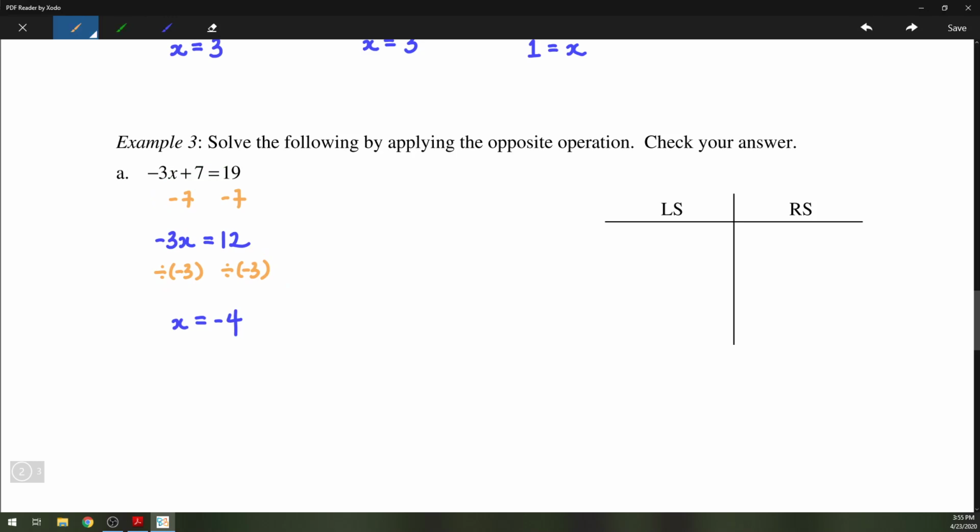So now that you have an answer, -4, we're going to substitute it back into the equation. So -3 times -4 plus 7. And we want it to be equal to 19, which is the right-hand side. So -3 times -4 is, of course, 12. And 12 plus 7 is 19. So that answer works.